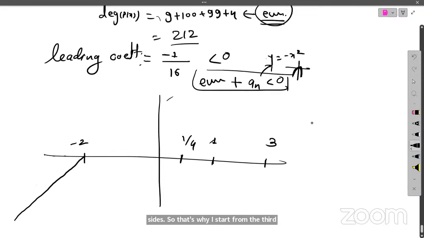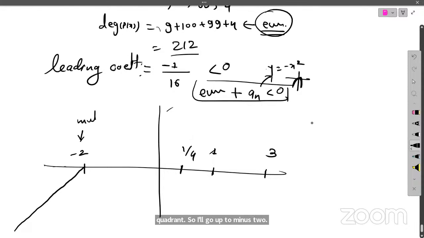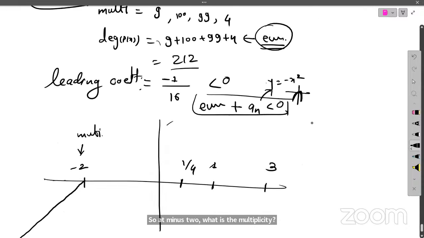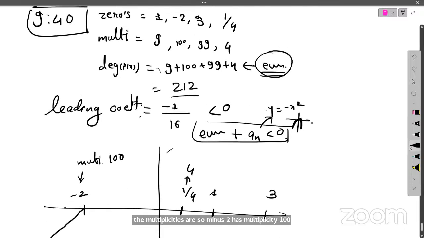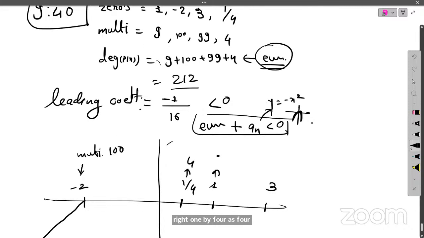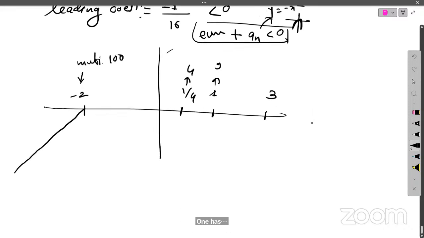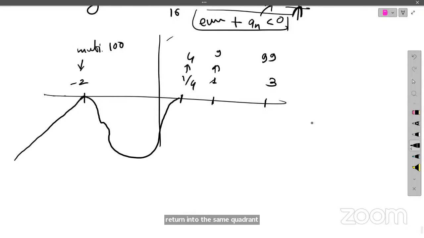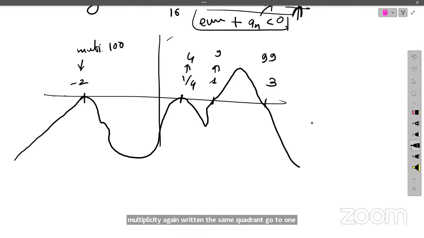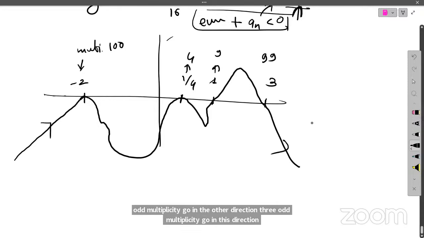At -2, what is the multiplicity? The multiplicities are: -2 has multiplicity 100, 1/4 has 4, 1 has 9 and 3 has 99. So here -2 has even multiplicity, so I'll return into the same quadrant. Again, I'll go to 1/4. 1/4 has even multiplicity, again return to the same quadrant. Go to 1, odd multiplicity, go in the other direction. 3, odd multiplicity, go in this direction. So this will be a rough sketch of it.